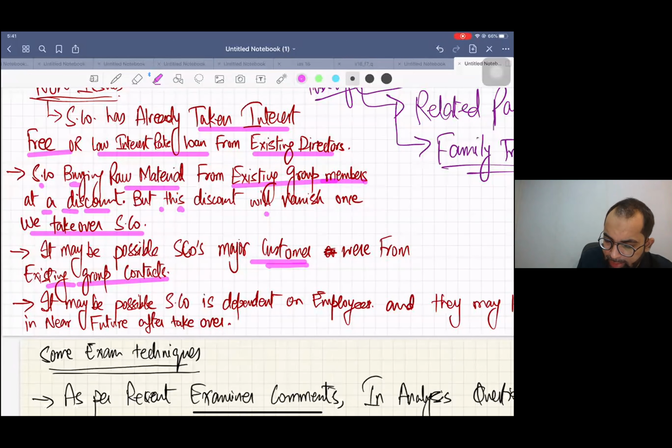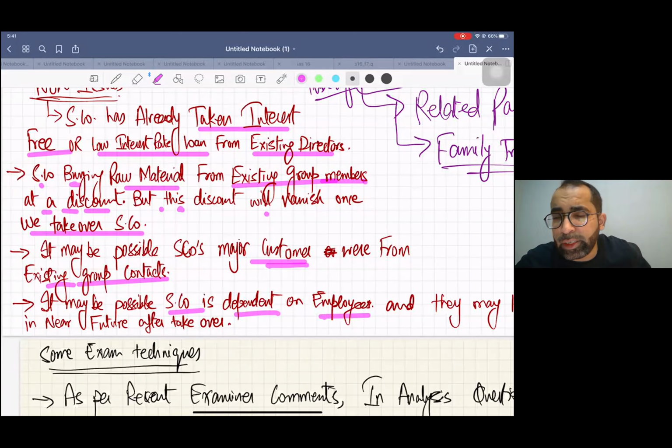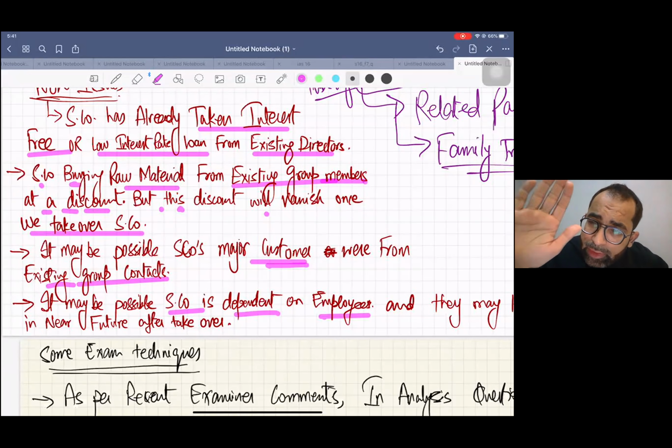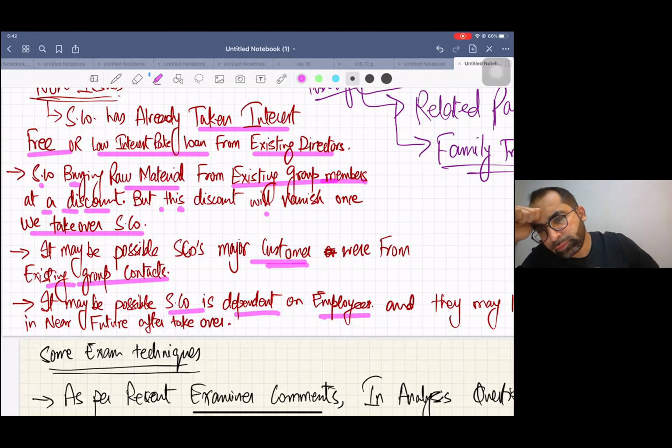It may be possible S company is dependent on employees. Yes, there are hospitals, schools, colleges, institutes dependent on teachers, hospitals dependent on doctors. What if we acquire that hospital and all major doctors run away? So you need to verify the contracts of employees, whether there are binding contracts, whether the employees are happy or not. So these things matter. Are you getting?